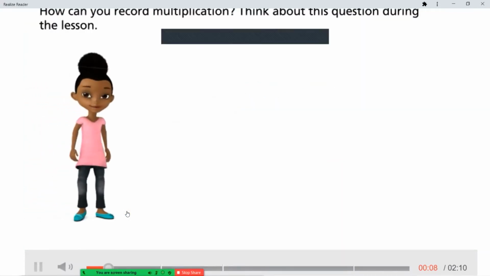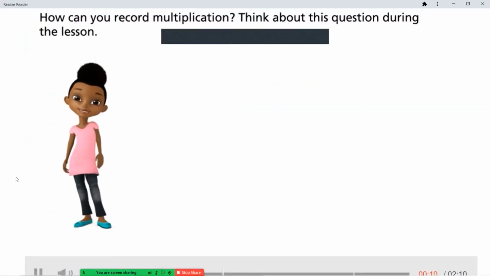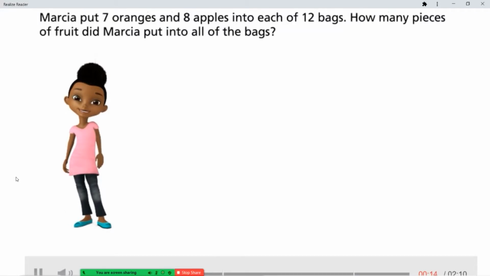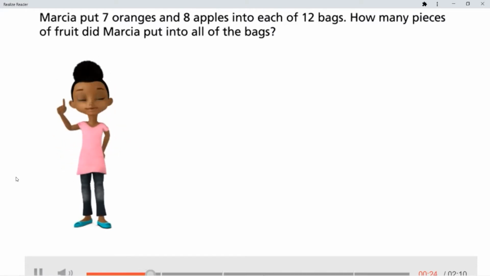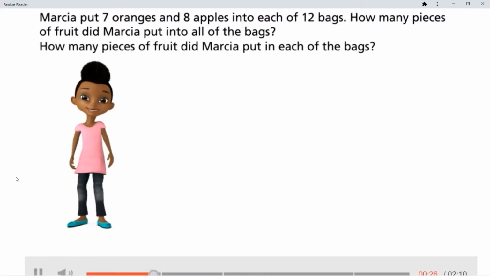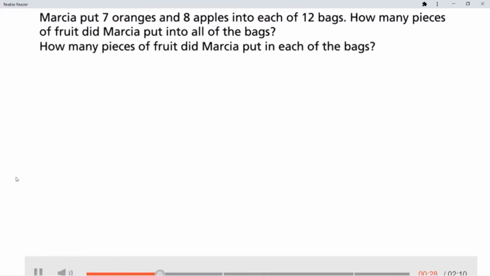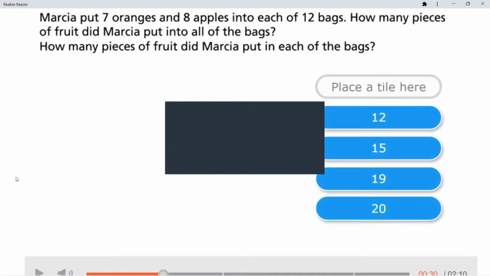How can you record multiplication? Think about this question during the lesson. Marcia put 7 oranges and 8 apples into each of 12 bags. How many pieces of fruit did Marcia put into all of the bags? Some problems have more than one step to solve. How many pieces of fruit did Marcia put in each of the bags?